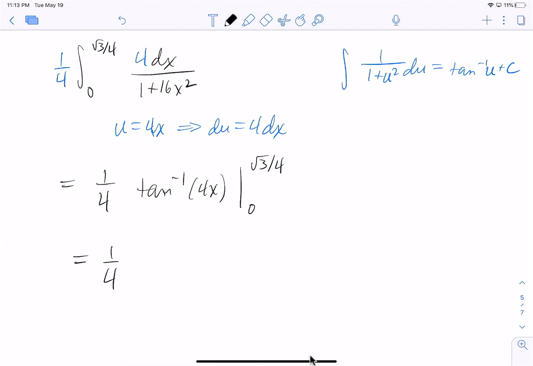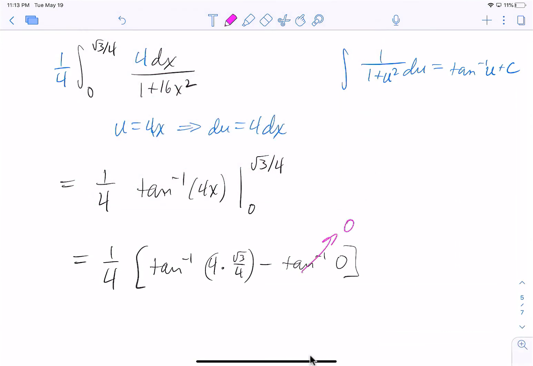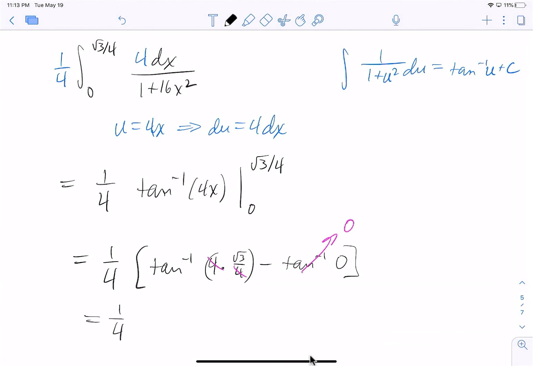Evaluating at these limits of integration here, we end up with 1/4 times the inverse tangent, oh, I need a square bracket there. The inverse tangent of 4 times the square root of 3 over 4 minus the inverse tangent of 0. Of course, the inverse tangent of 0 is 0. And the 4's divide out, and now we're left with 1/4 times the inverse tangent of the square root of 3.